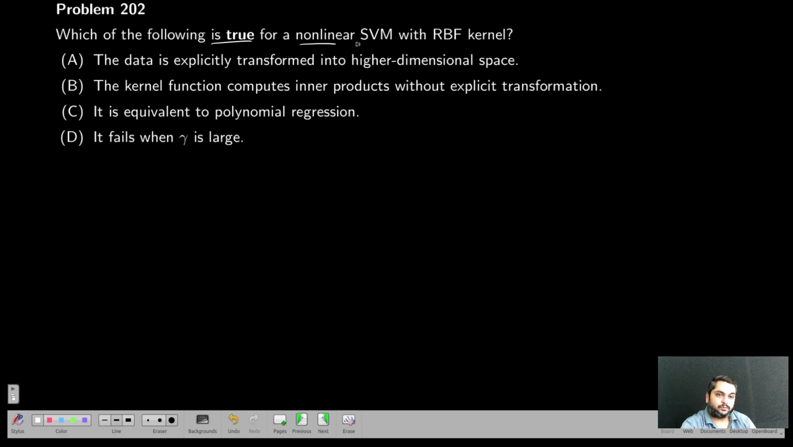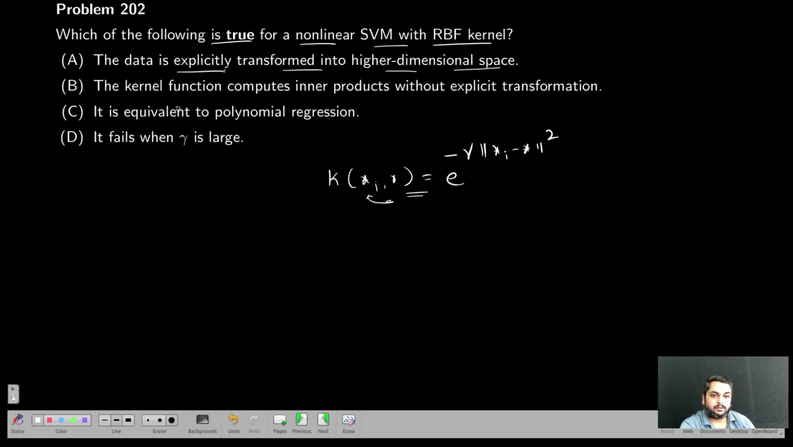Which of the following is true for non-linear SVM with RBF kernel, radial basis function, that is the Gaussian kernel, given as k of x i comma x is equal to e power minus gamma times the Euclidean distance square. This is the RBF kernel. Now, the data is explicitly transformed into higher dimensional space. No, the kernel function uses the kernel trick. It will do it implicitly. It will implicitly take the dot products. It will not calculate all the higher order terms. So this is not true. The kernel function computes inner products without explicit transformation. Yes, that is the kernel function.